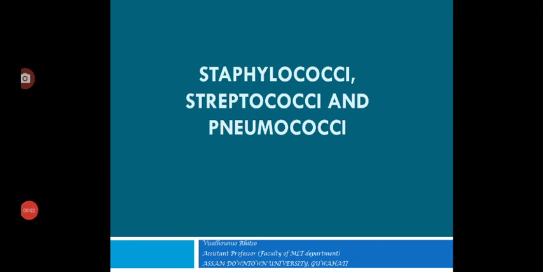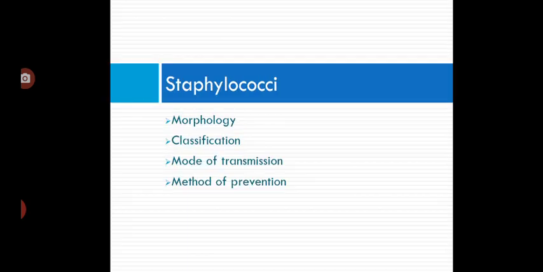Hello everyone, in this video I'll be explaining the topic of bacteria: Staphylococci, Streptococci and pneumococci. Coming first to the Staphylococci, the morphology: they are gram-positive cocci in clusters. They are non-motile, non-sporing, non-capsulated.